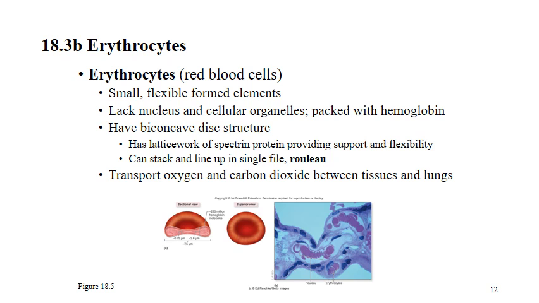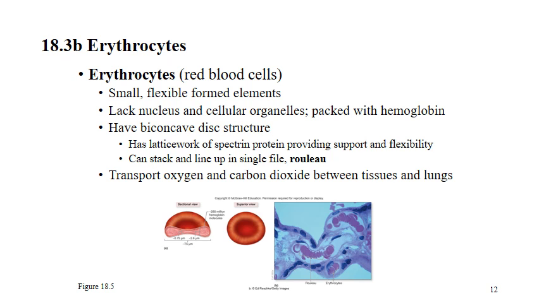So red blood cells, let's talk a little bit about them. They're small, flexible formed elements, and they lack a nucleus and cellular organelles, but they're packed with hemoglobin. They have a biconcave disc structure, which has a latticework of spectrin protein providing support and flexibility. So they can stack and line up in single file, called a rouleau, which is what we can see here in this picture, which is just cool.